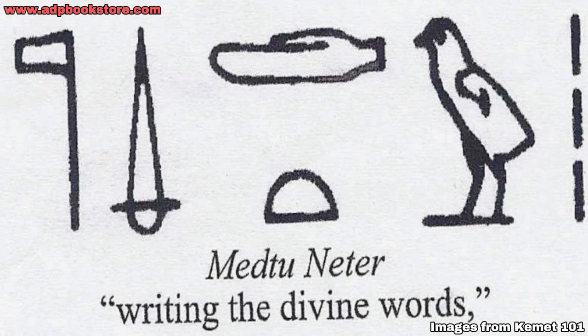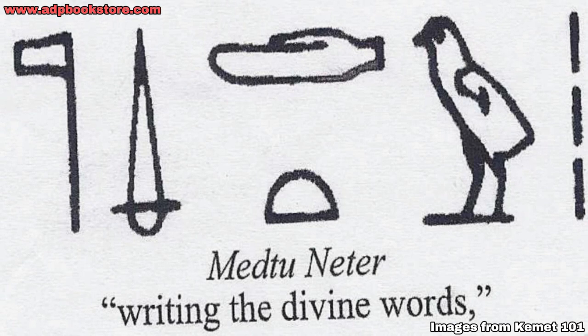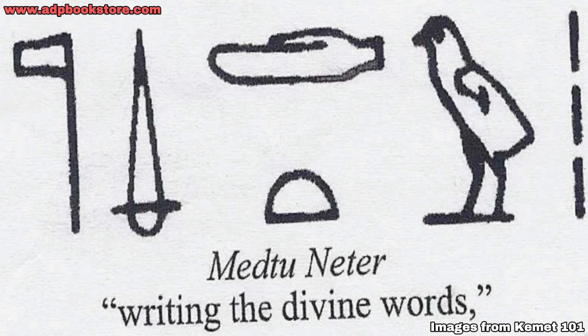For example, the loaf of bread is used to make the t sound. The hand is used to make the d sound. The chickling is used to make the hu sound. The staff is an ideograph for Metu, which is translated into speech. The symbol next to it is an ideograph for Neter, which translates as divinity.